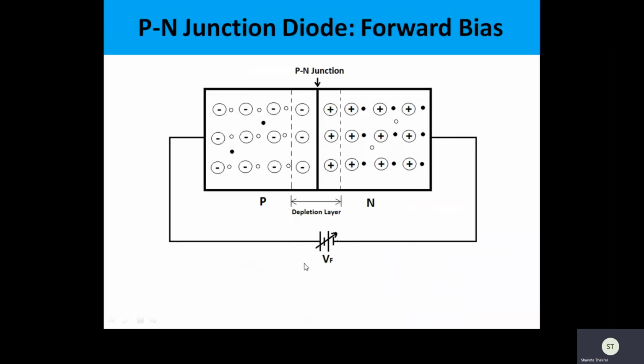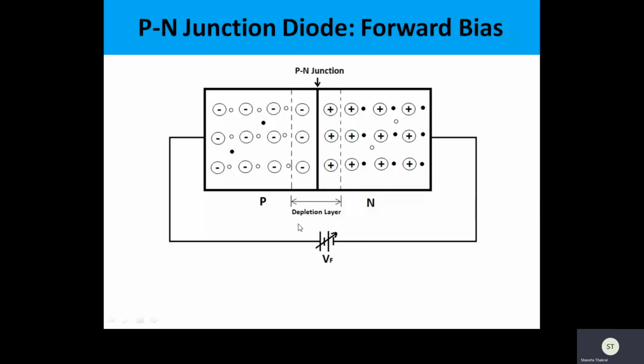So let's say when the PN junction diode gets biased, we have seen that in the case of no bias, a potential barrier is created at the junction, and the immobile negative ions and the immobile positive ions make the depletion layer at the junction.